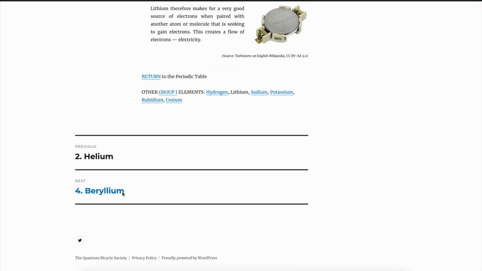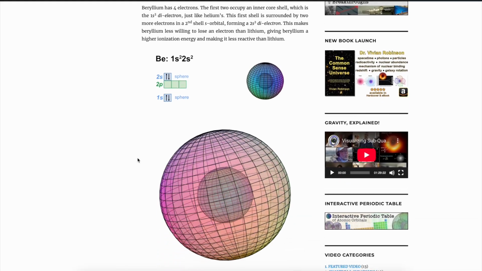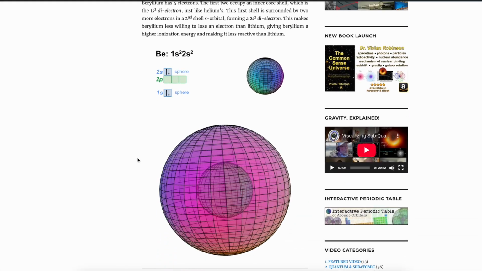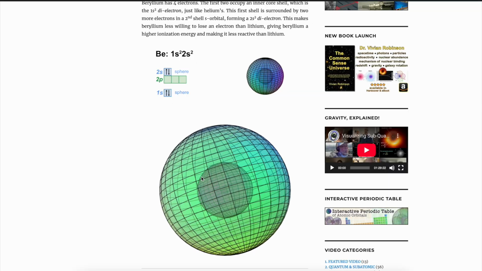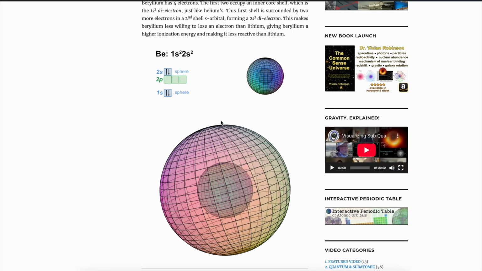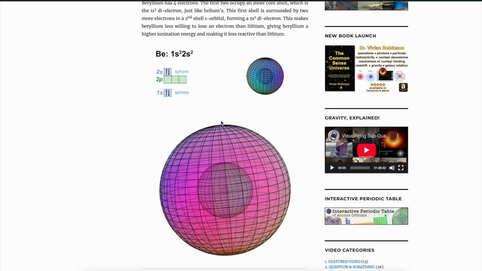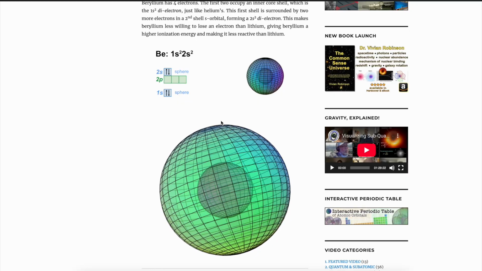Let's move on to the next element, which is beryllium. Beryllium is element number 4 because it has 4 protons, it has 4 electrons to balance that charge, and it has 5 neutrons, which gives it a mass of 9. Its electron configuration, you could probably predict, is going to be 1s2, 2s2. It has 2 electrons in the first shell, and then it has 2 electrons forming a dielectron in the second shell, which gives beryllium a very interesting structure in its neutral atom form of a dielectron within a dielectron.